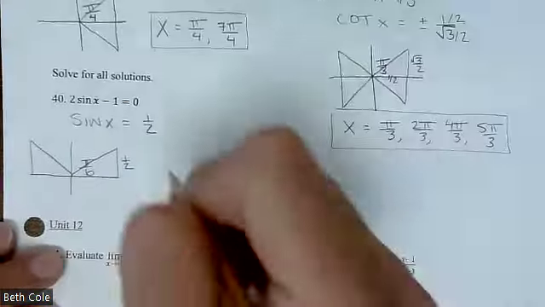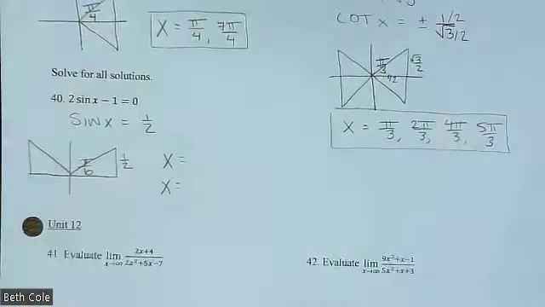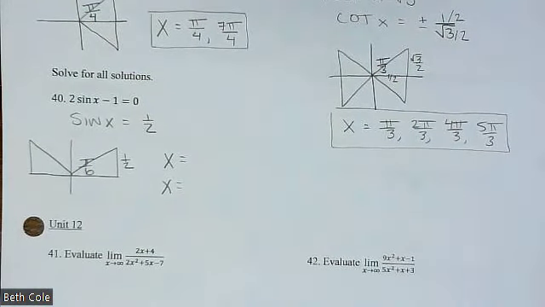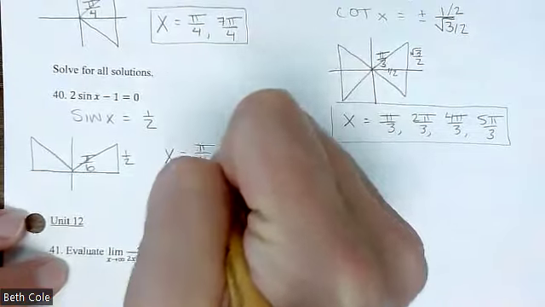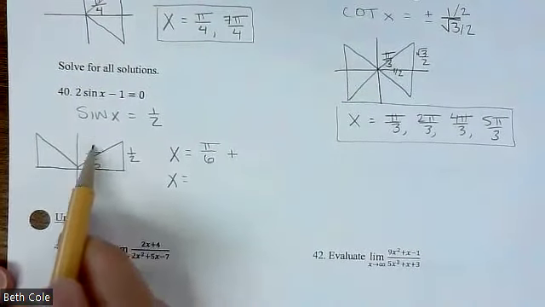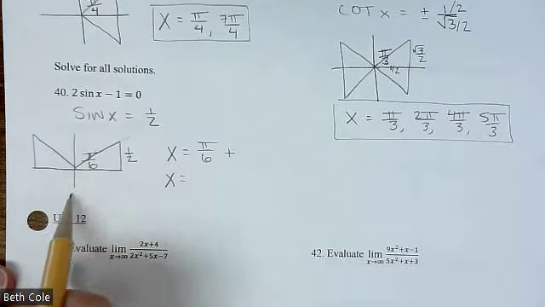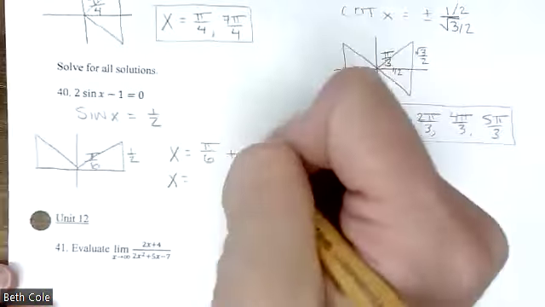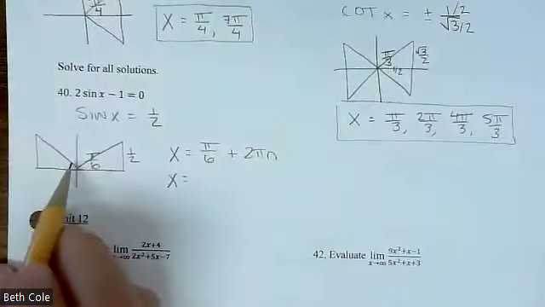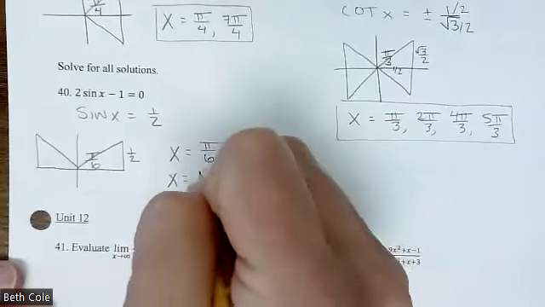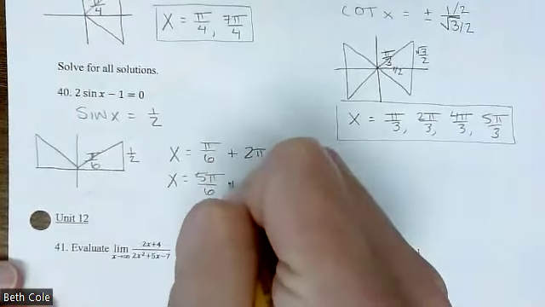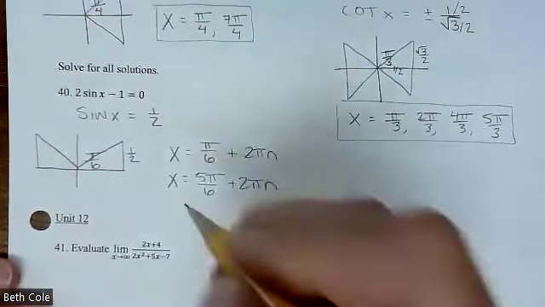Perfect. Now you are going to have to write this as 2 separate answers. So the first one's pi over 6 plus... Now you have to go the whole way around to land there again. So what do you add for the whole way around? 2 pi n. And then the other one's going to be the exact same thing, except it'll be 5 pi over 6 plus 2 pi n.